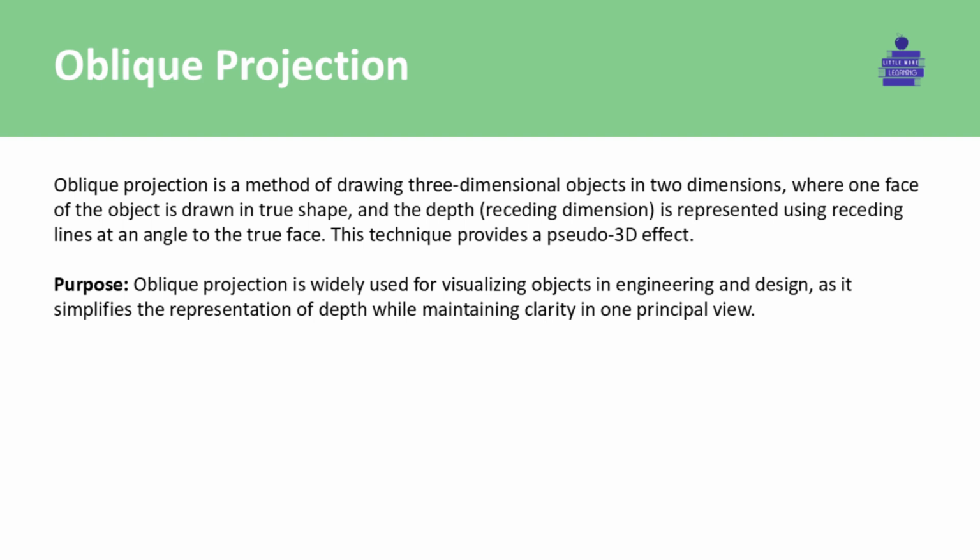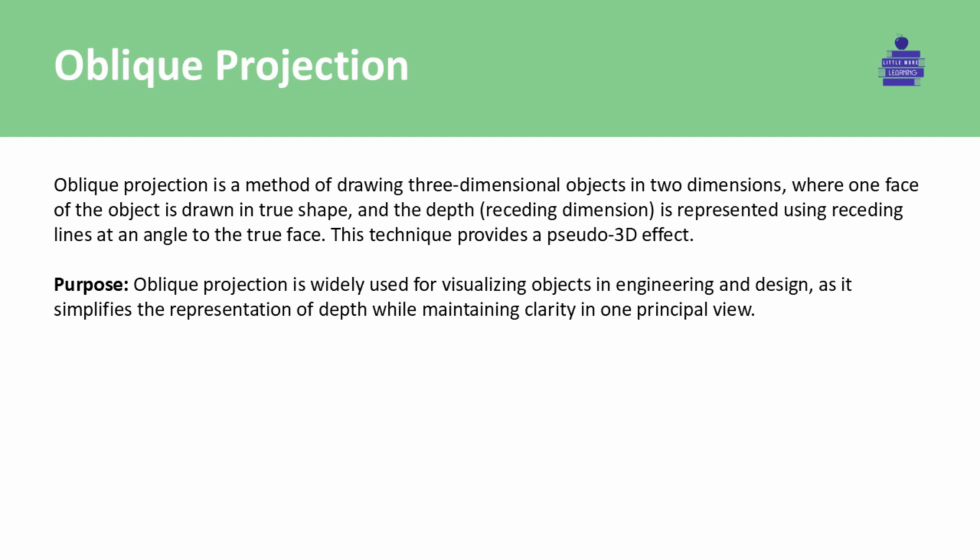Imagine looking at an object as if you're standing directly in front of one face, but can still see its depth. What makes oblique projection special is that one face of the object appears exactly as it would in real life. No distortion at all. The depth is shown using lines at an angle, like shadows stretching away from the true face.